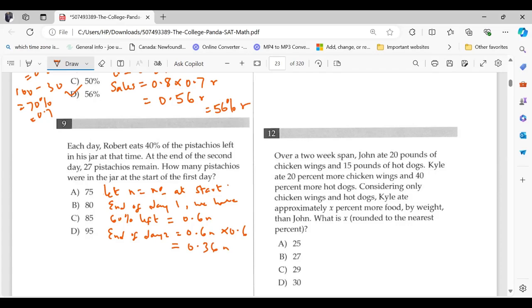Now, how many potatoes were in the jar at the start of the first day? So now 0.36n is equal to 27. So n is 27 all over 0.36, and that gives us 75. So 75 is the number at the first day. So we'll mark that, and we move to question number 10.